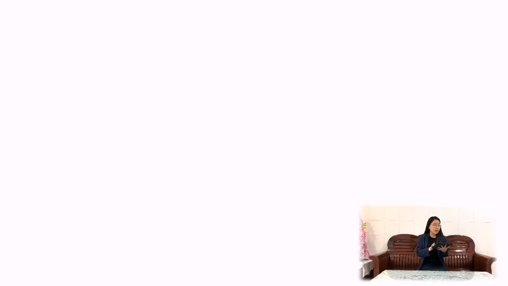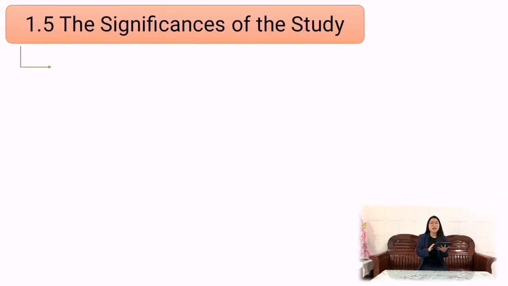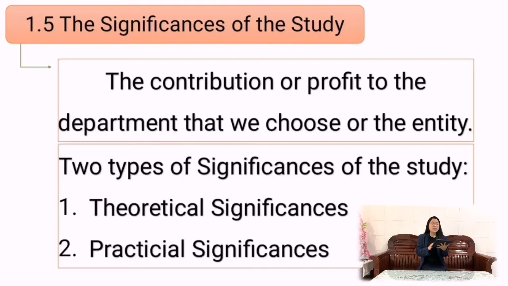And then, the last is 1.5, the significance of the study. The significance of the study means the contribution or the profit of the research to the department that we choose or the entirety. Now, there are 2 types of the significance of the study. The first is theoretical significance, and then the second is practical significance. So let's go on to the topic of mine, figurative language in Pamungkas' "To The Bone".